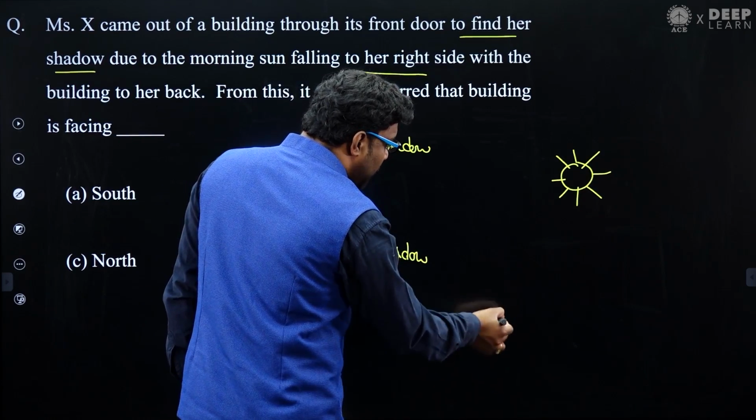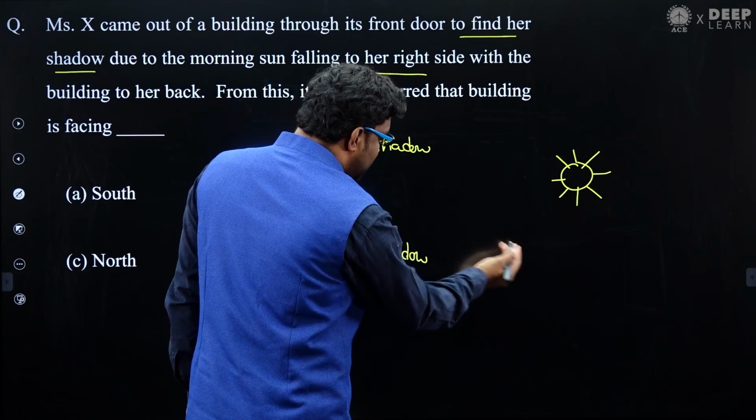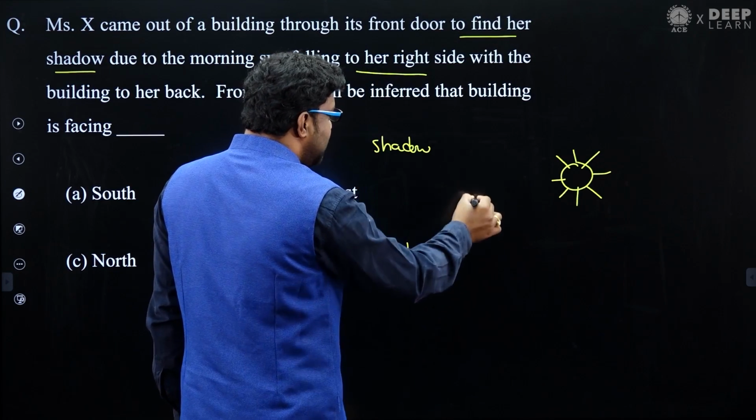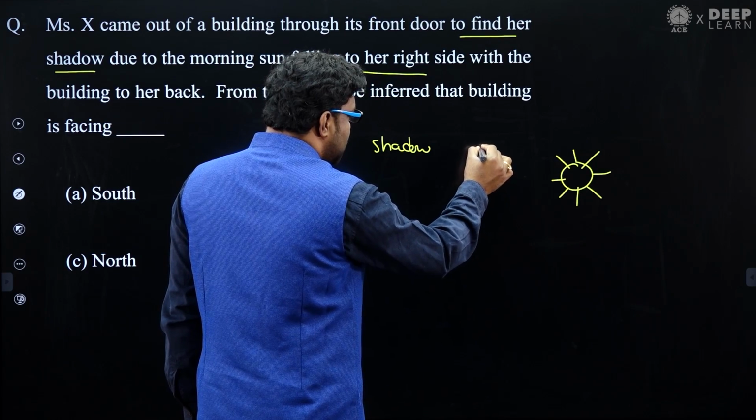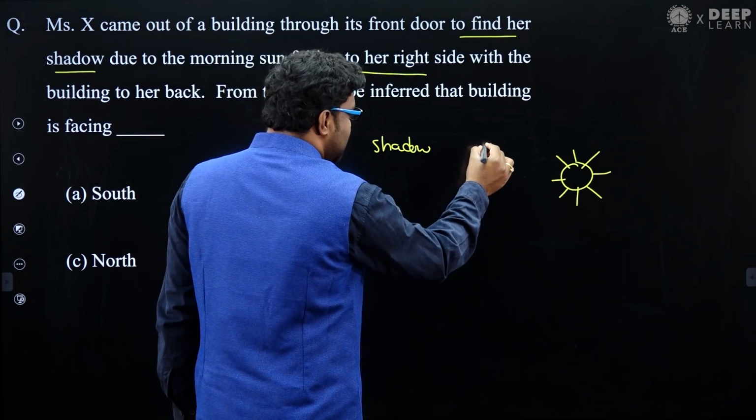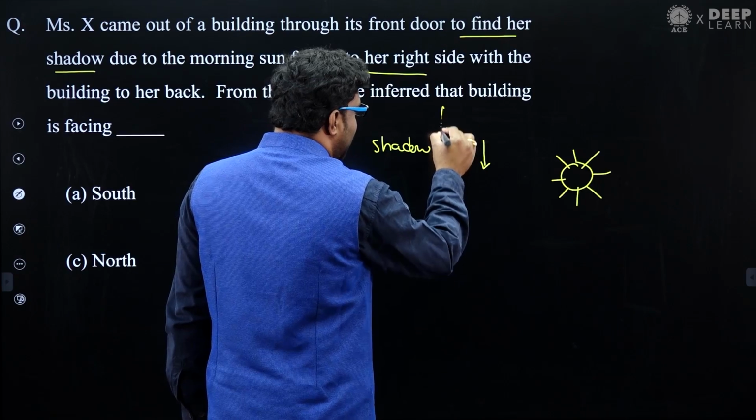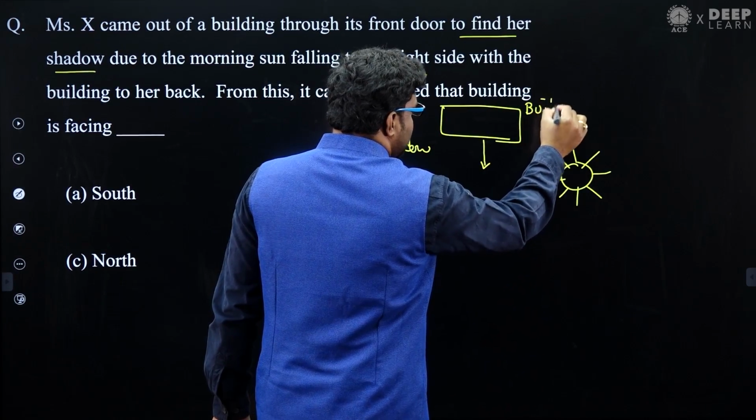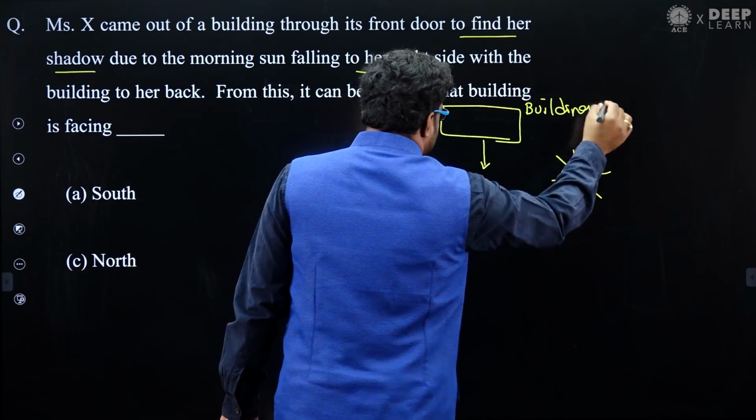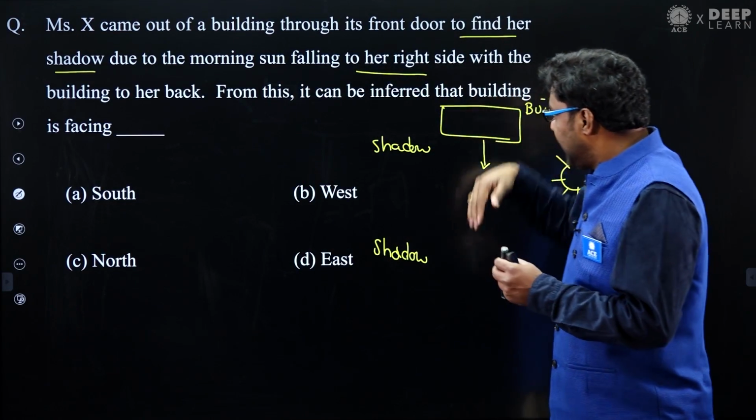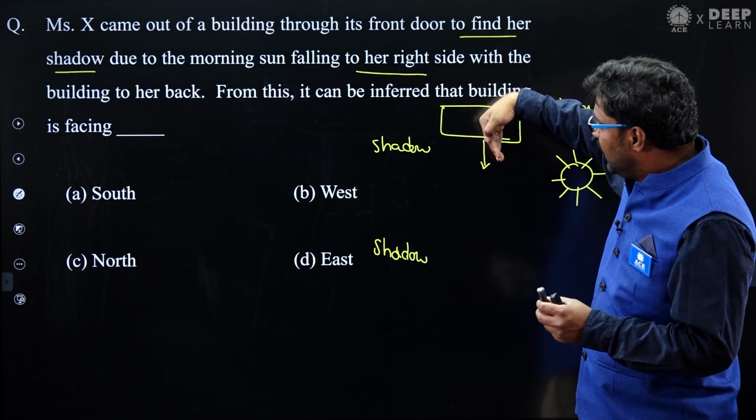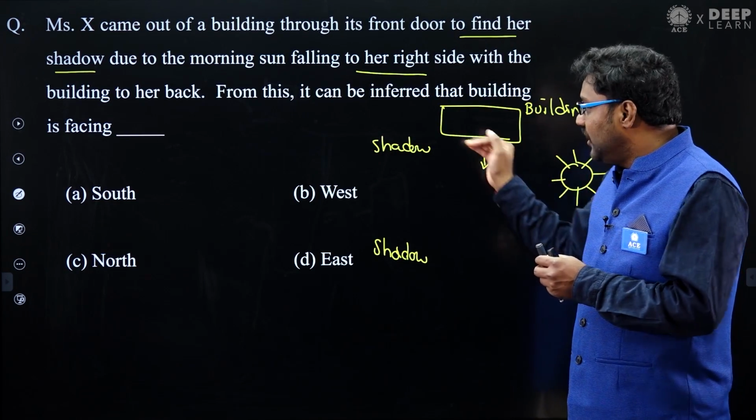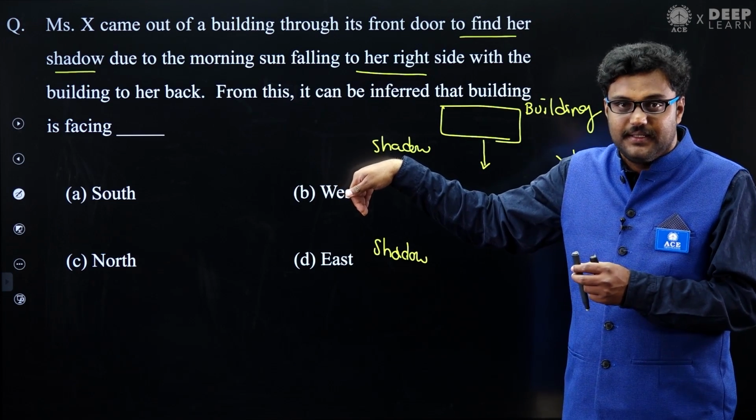Now suppose if you are like this, the shadow is on the left side. If the person is in this way, the shadow is on the left side. If you want it on the right side, then this person, Miss X, is in this way. This is the building. Now you can find, yes, Miss X came out of the building through the front door. The shadow is to her right. As it is morning, the shadow is falling to her right side.